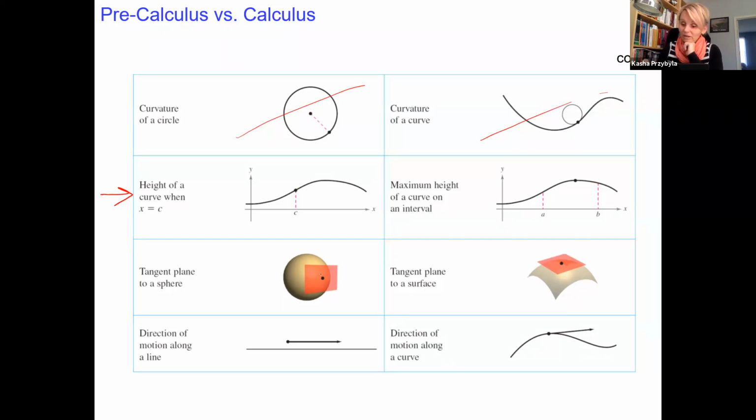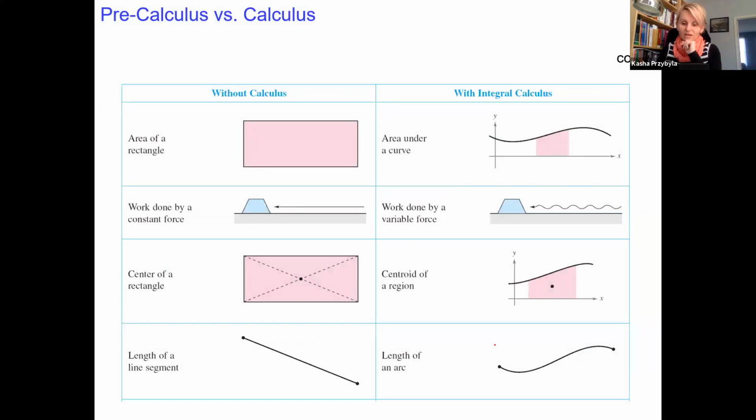Tangent plane to the surface, motion along the line, similar thing. We will not talk about this, but the direction of motion along the curve, when everything is changing, is the same thing, calculus. And then we can easily find the areas of a rectangle, of something that has straight sides. But how can we find the area under the curve, if one side is actually a curve?